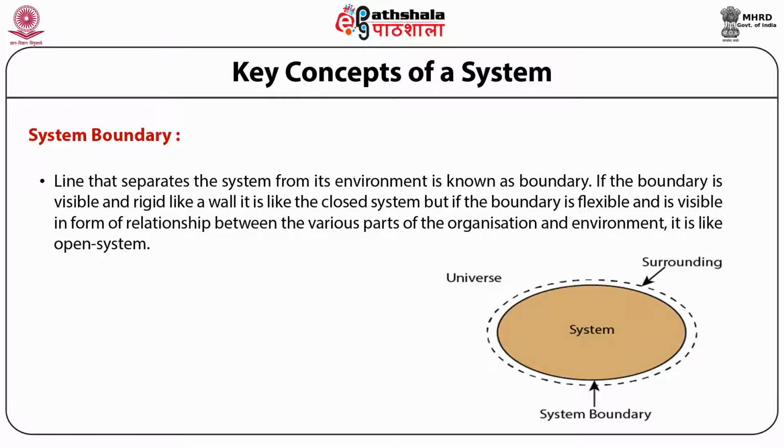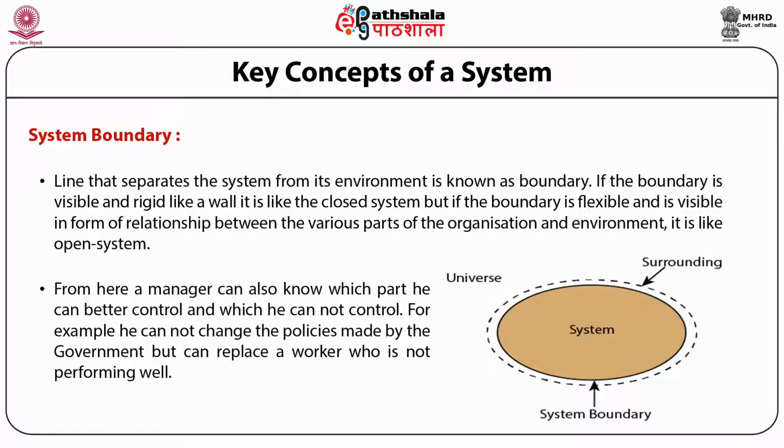If the boundary is visible and rigid like a wall, it is like the closed system. But if the boundary is flexible and is visible in the form of relationship between the various parts of the organization and environment, it is like open system.